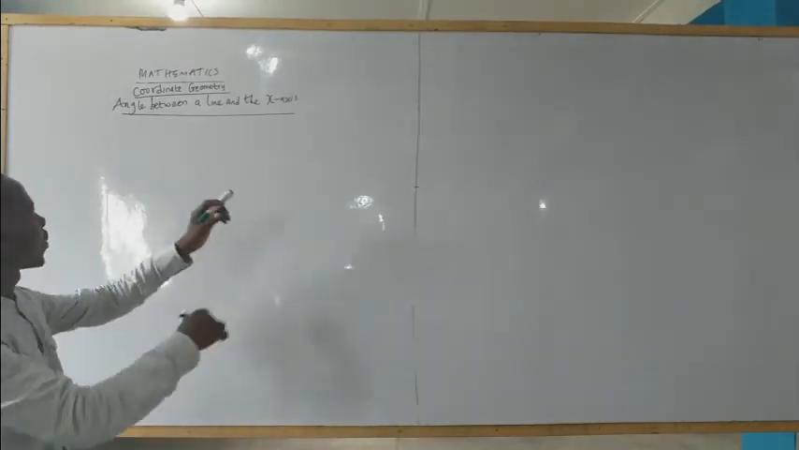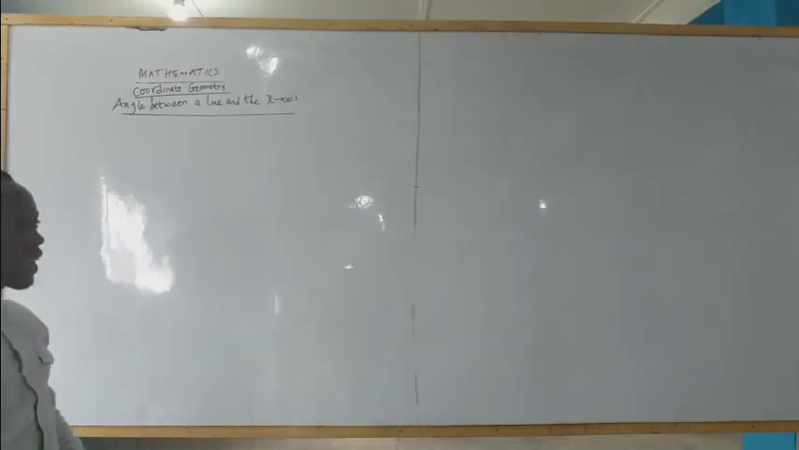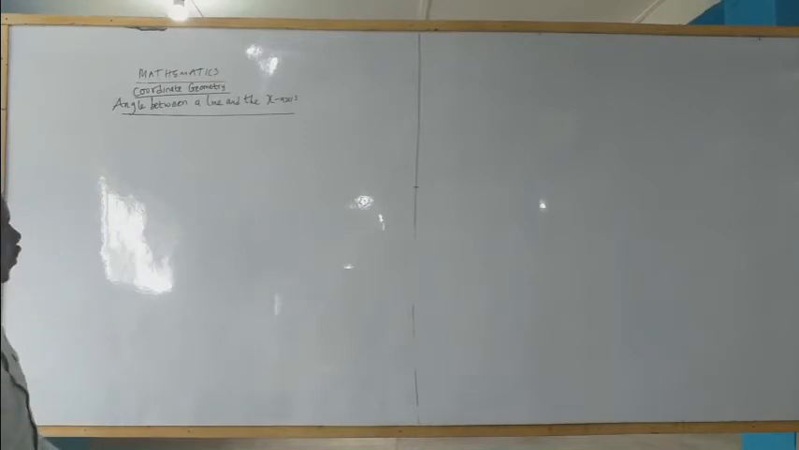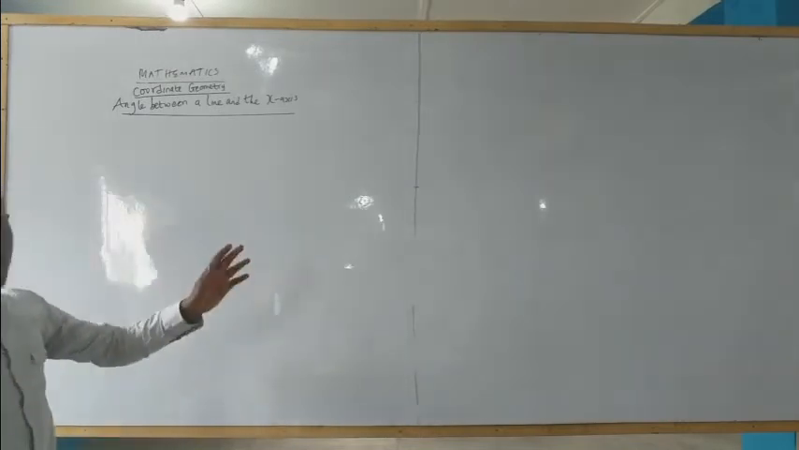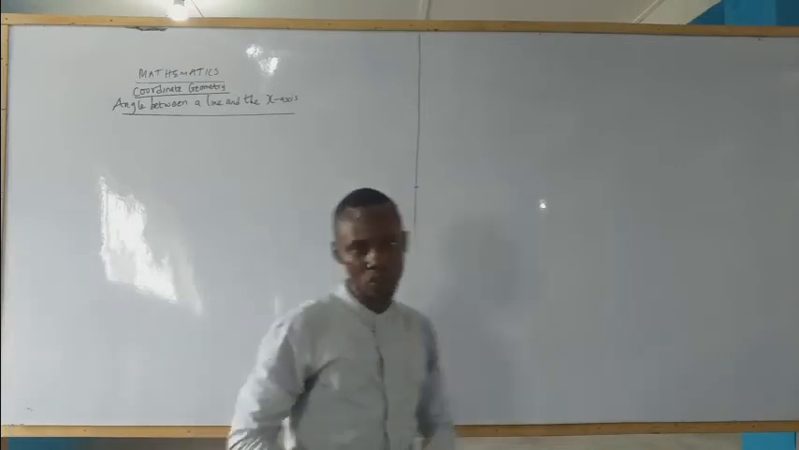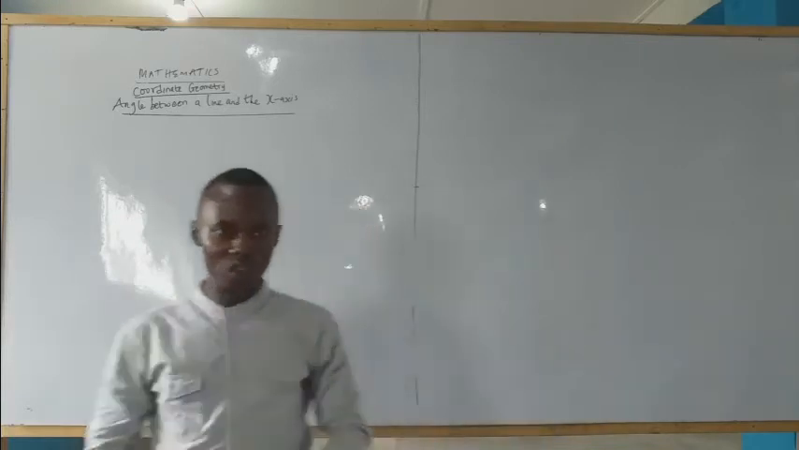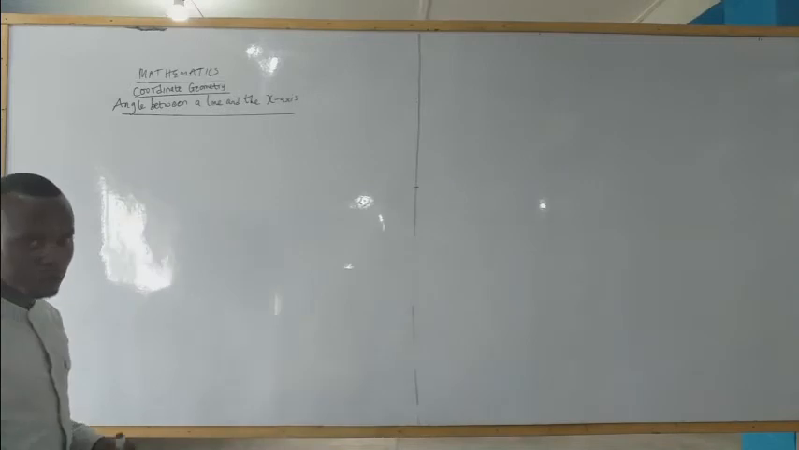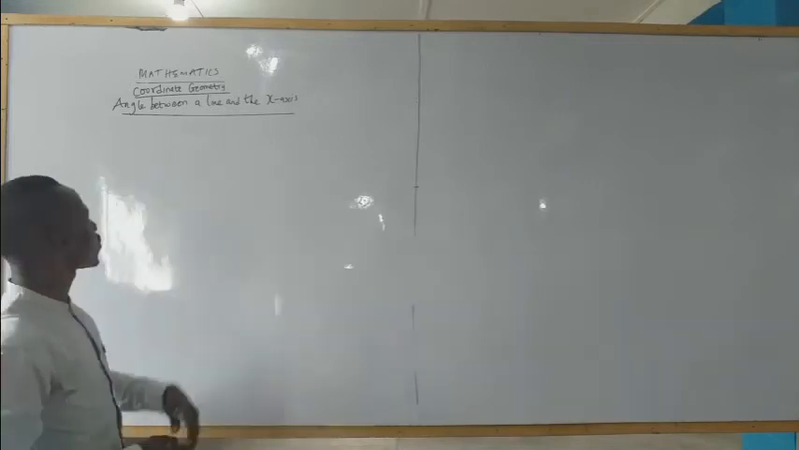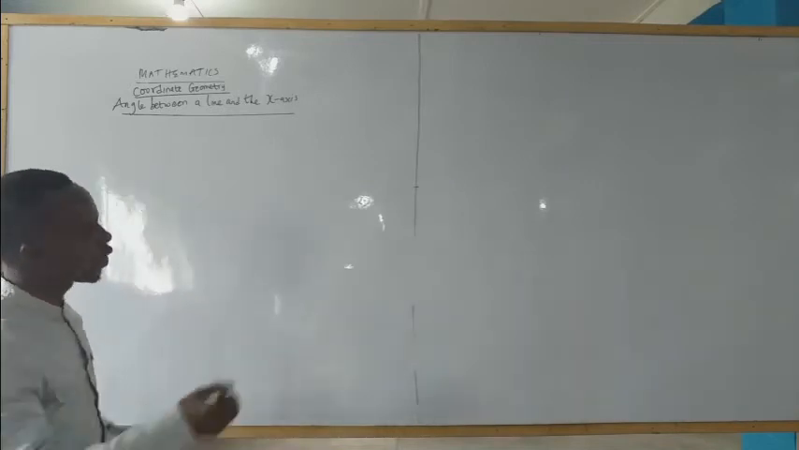So, we are looking at angles between the line and the x-axis. We have done some topics under coordinate geometry, where we have circle theorem, plane geometry, and so on. But there are some other topics under this which I want to clarify, to make us be on the same page with whatever exam we are preparing for. So what we are saying is: angle between the line and the x-axis.